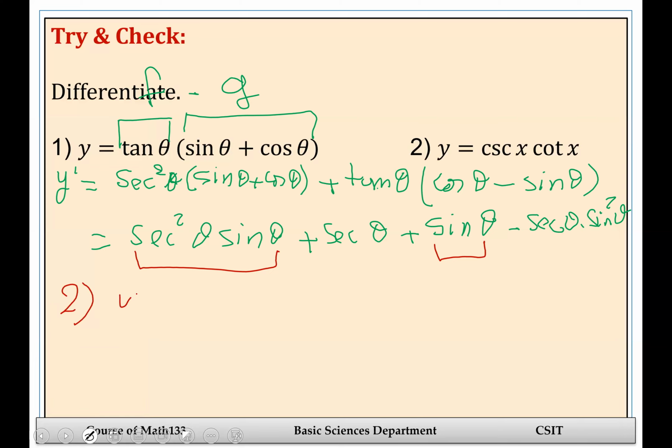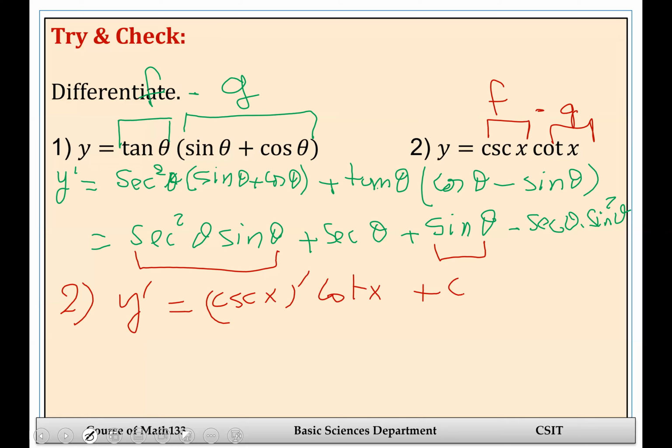So y prime is equal to, all the time here we have f times g. Okay, so product rule again. So cosecant x prime times cotan x plus cosecant x times cotan prime. And then remember your table and just put the result.